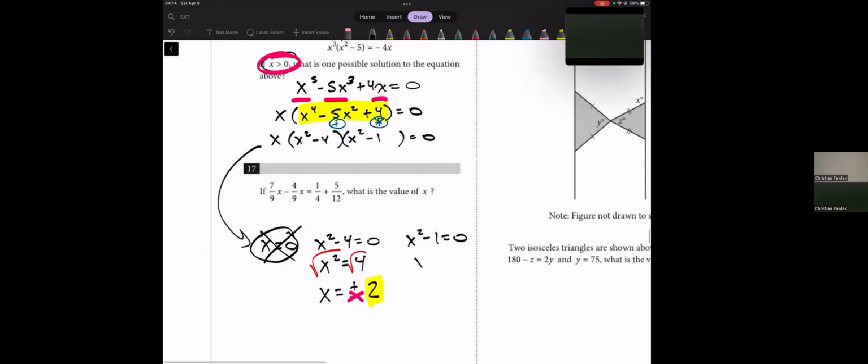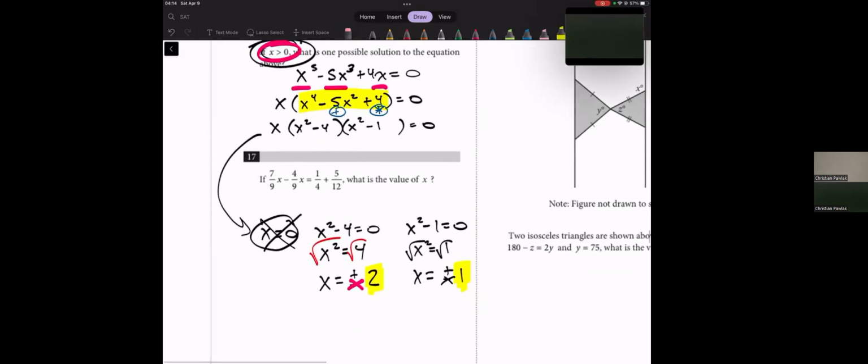Another answer is x squared equals 1. Square root both those, x equals plus or minus 1. Again, get rid of the negative because it says no negatives. So if you answered 1 or 2, that is acceptable. Okay? So you go ahead and either pause that, but I'm going to go ahead and erase that for number 17.